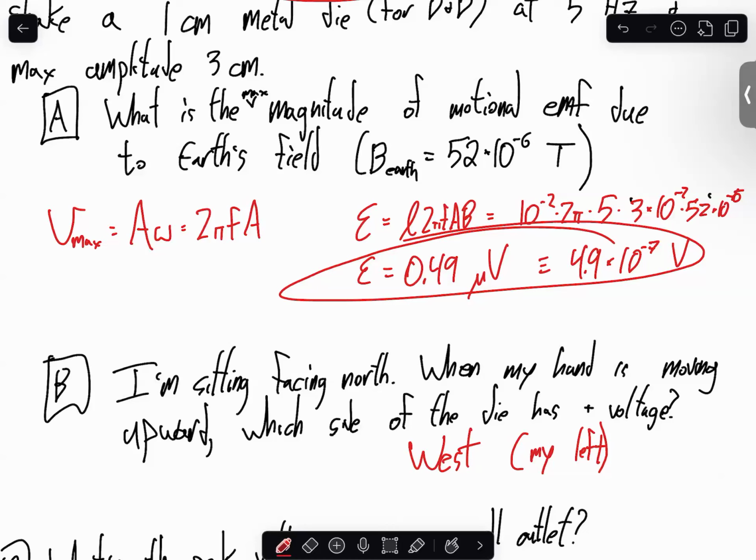V cross B. Velocity can't be along the length. It's V cross B that gives you force on the positive Q's. There we go, QVB. First vector V, second vector B. Resultant is force.